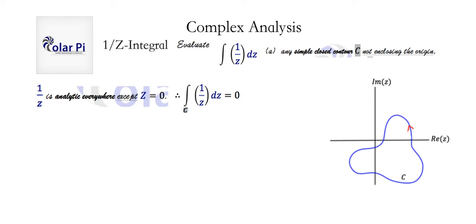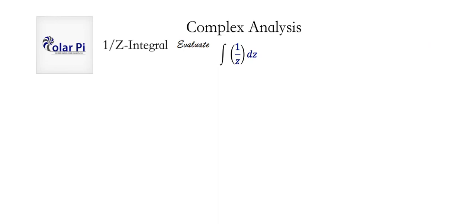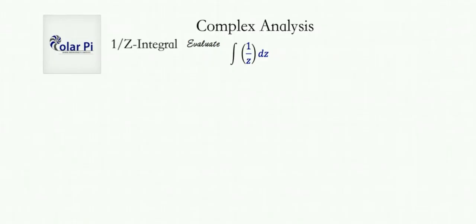We're done with part A, and this was quick, but part B will be a lot more work and therefore more fun. All right, so the fun begins. And here in part B, we're still doing the same integral as before, but this time over any simple closed contour C enclosing the origin. So where do we start? Well, how about this visual?